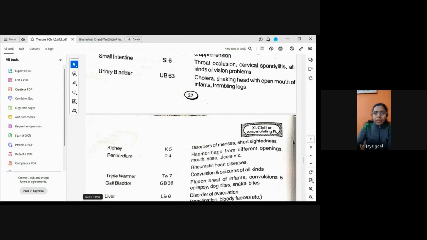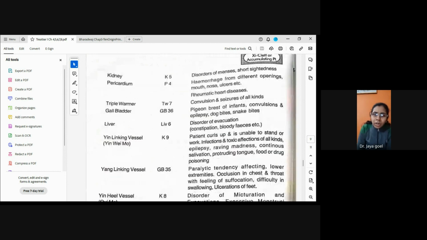K5 is the cleft point of the kidney. All disorders of menses and short sightedness are treated on K5. Means if the patient is short sighted, it is treated on K5.